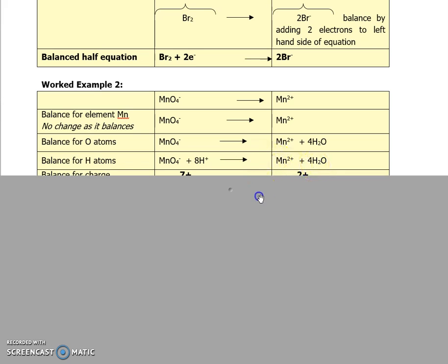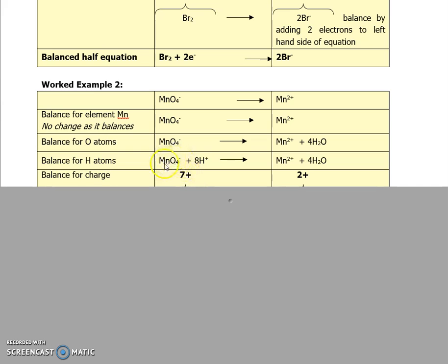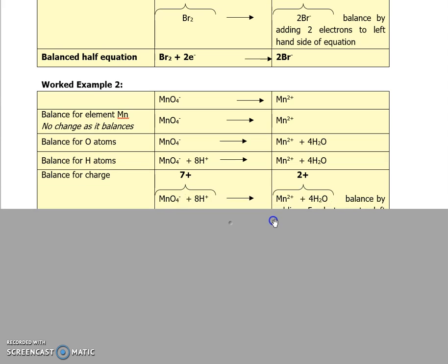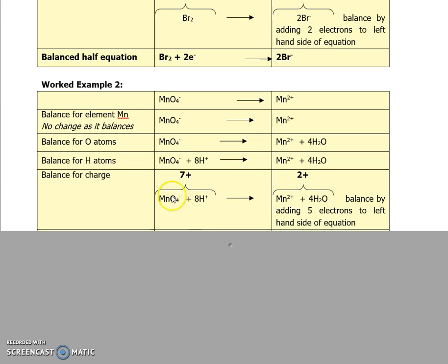Now let's look at the charges on either side. Here we've got +7, and overall here we've got +2. That's because we've got a -1, +8 positives gives +7, and +2 plus 4 neutral molecules is overall +2. So to balance off the charge, we add 5 electrons to the left hand side to bring this charge down from +7 to equal +2.